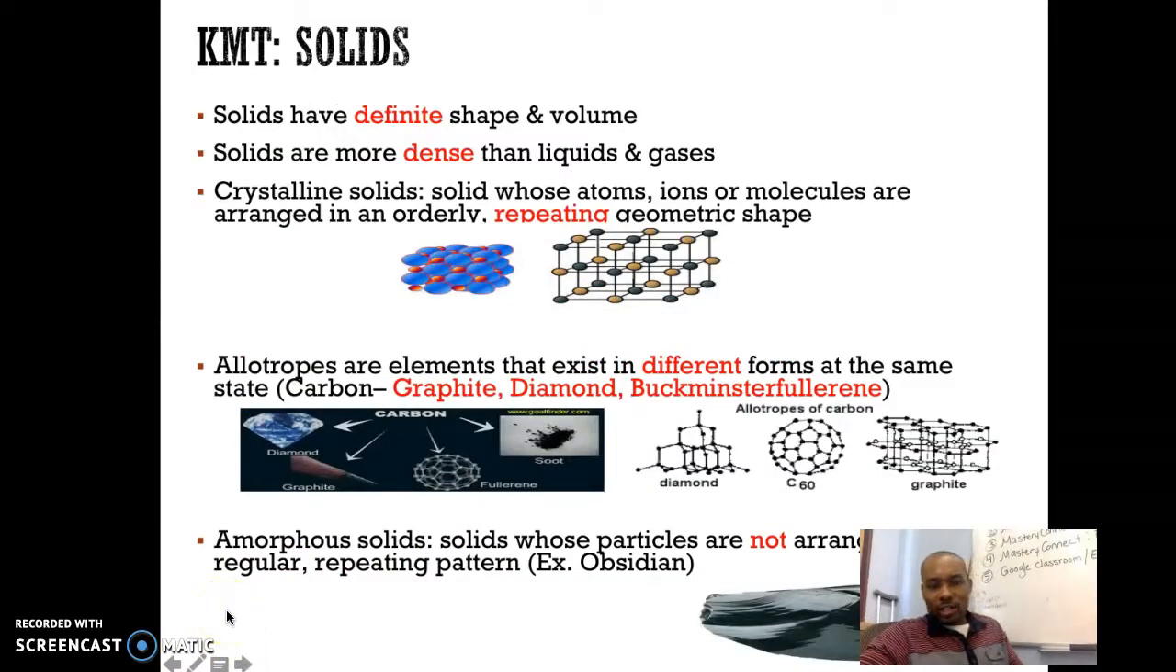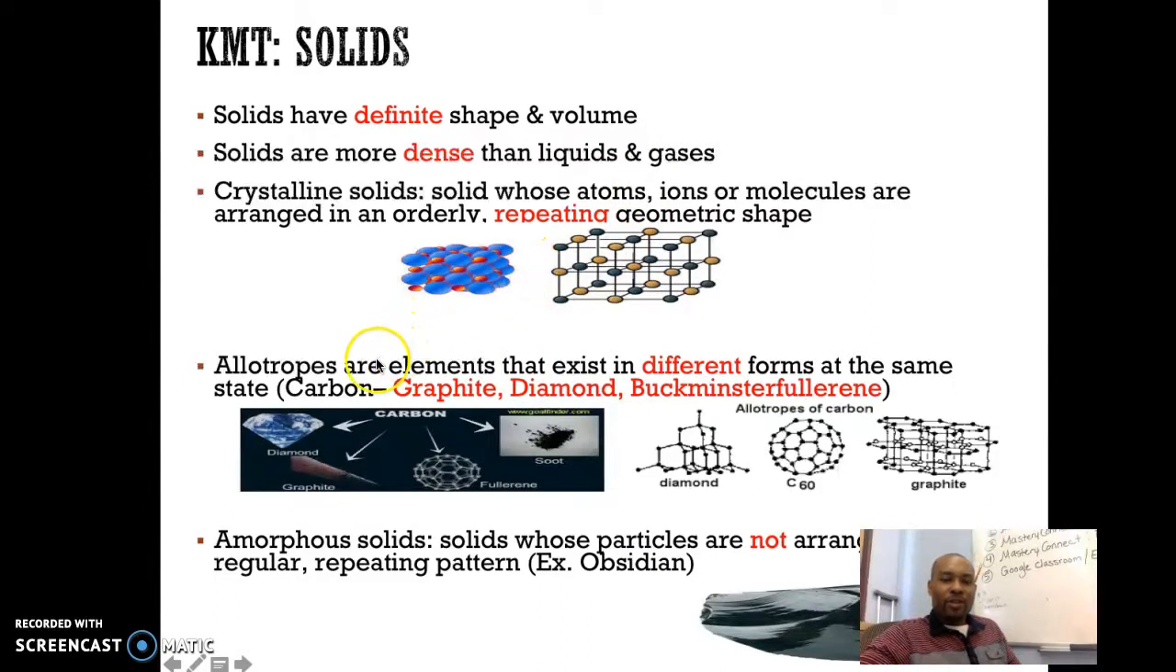And then we're also going to take a look at how kinetic molecular theory applies to solids. We know that solids have a definite shape and definite volume. They tend to be more dense than liquids and gases. There are different types of solids. There are crystalline solids, and those are solids whose atoms, ions, or molecules are arranged in a pattern. So like salt is a crystalline solid.